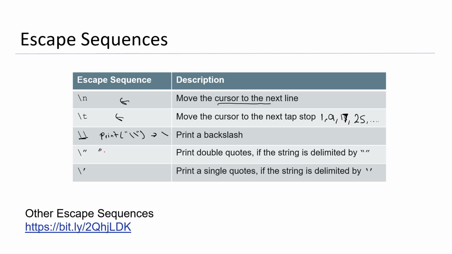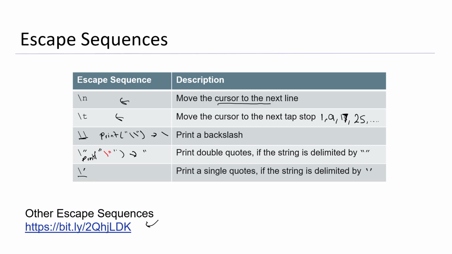So let's say you want to print a single quotation. What you would do is use backslash single quotation, and don't forget your print function as well, and that's going to be printing only a single quotation. And the same thing with double quotes. So if a string is delimited by double quotations and you use backslash double quote, that's only going to be printing a double quote. Now these are not all the escape sequences in Python.